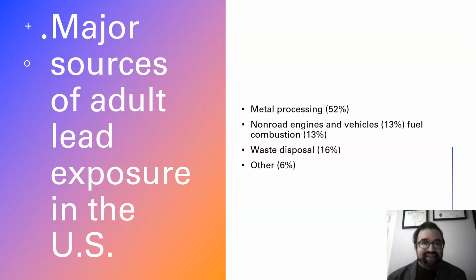In summary, these are the major surveillance systems. ABLES is the major surveillance system, and in childhood lead and in adult lead, you have certain areas to be focusing on. But in adult lead, the main focus is metal processing. So be thinking about the industrial and occupational sources of lead exposure, and then you can focus on understanding how lead influences population health and public health.